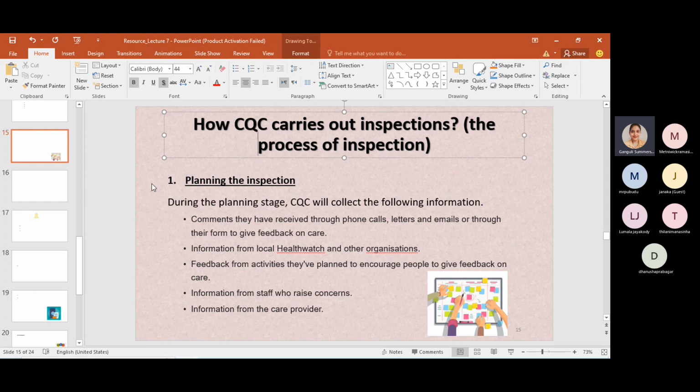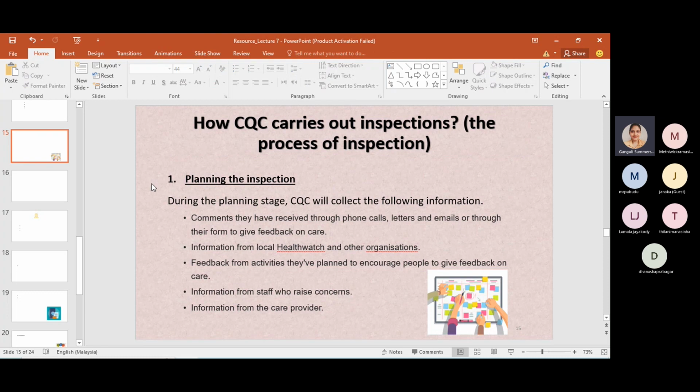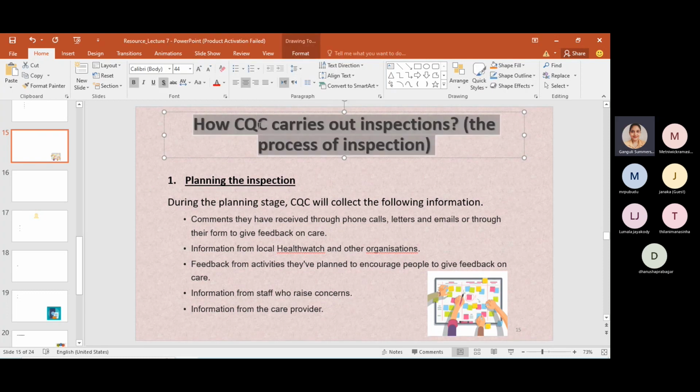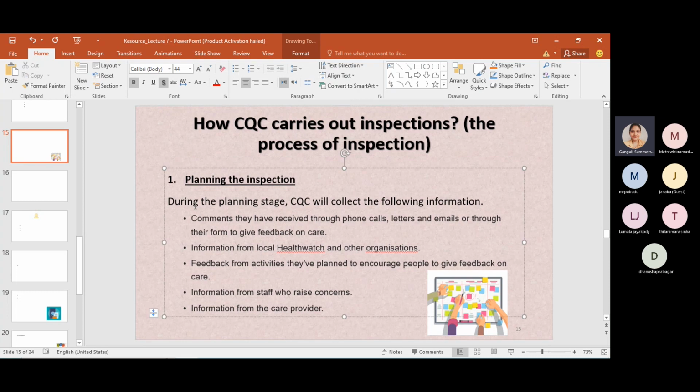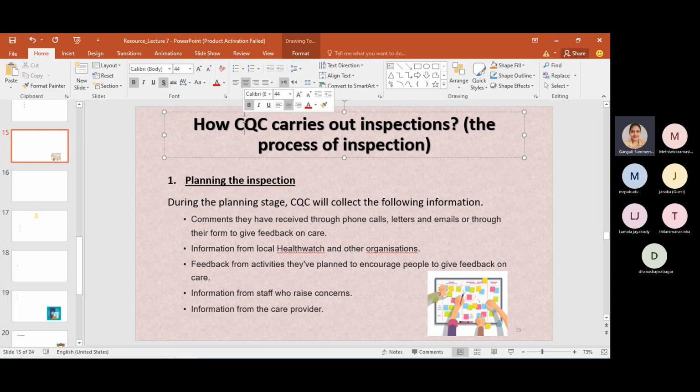Here you are going to learn the process of inspection carried out in CQC. This process is valid only to the CQC, so do not misunderstand that it is valid for every regulator. Different regulators have different processes.